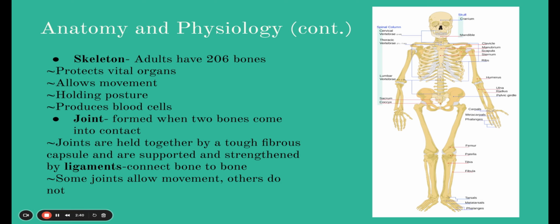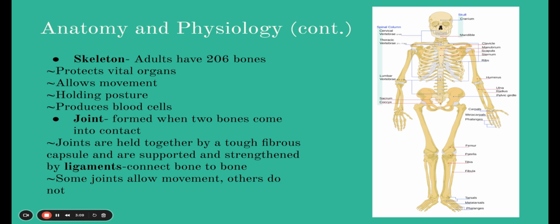And then we have our joints, which form when two bones come into contact. Joints are held together by a fibrous capsule and are supported and strengthened by ligaments. Ligaments connect bone to bone. So like tendons connect muscle to bone, ligaments connect bone to bone. Some joints allow movement, others do not. There are a few different types of joints.